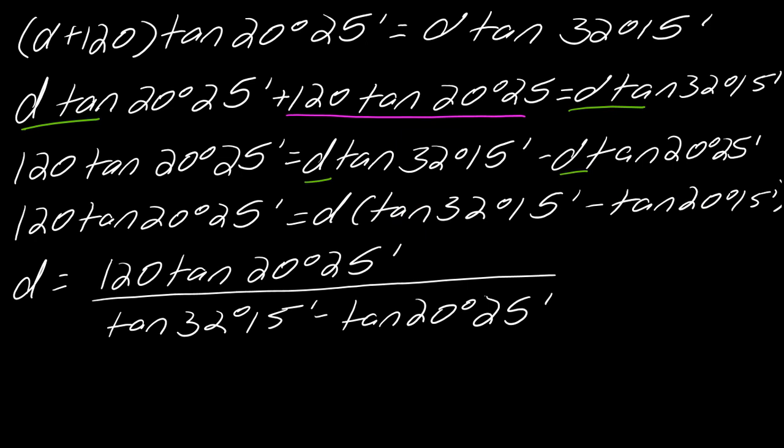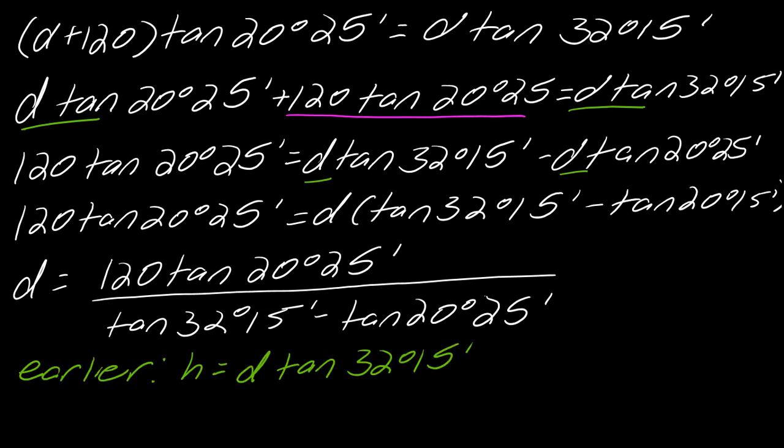Okay, now this is where you have to go back and maybe reread the problem or remember what we were doing. Are we done? We're not done. So earlier we said that h was equal to d times tangent of 32 degrees and 15 minutes. So this d now, remember, we're trying to solve for height here. We're trying to find h. So this whole thing is what I need to plug in for d.